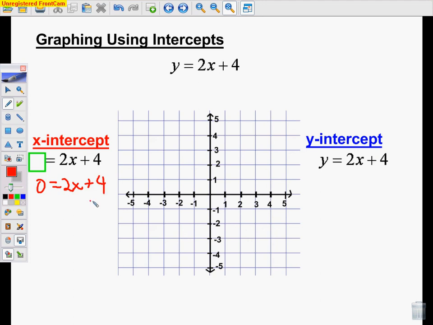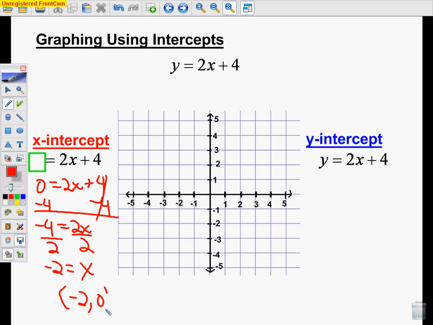To solve for x, we will subtract 4 from both sides. You get negative 4 equals 2x. We can divide by 2 on both sides. So we get negative 2 equals x. Since we're talking about the x-intercept, that's the ordered pair, negative 2 for x, 0 for y. Because once again, every x-intercept has a 0 for the y. So that's this point right here, negative 2, 0.